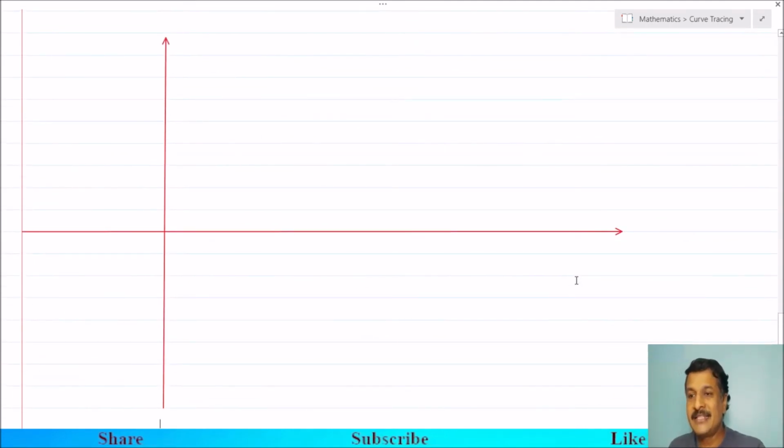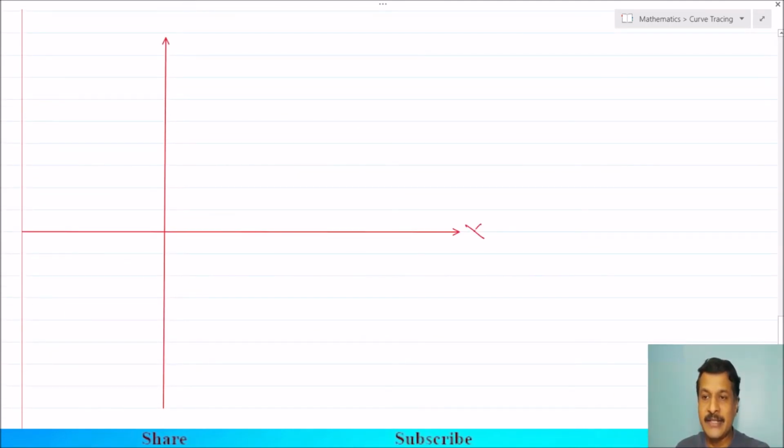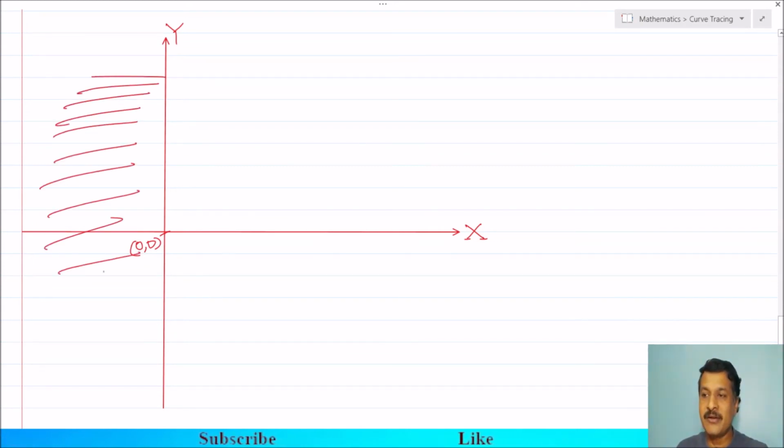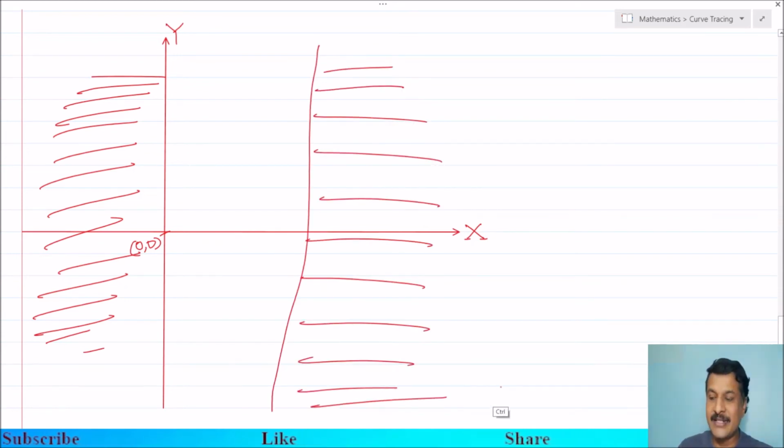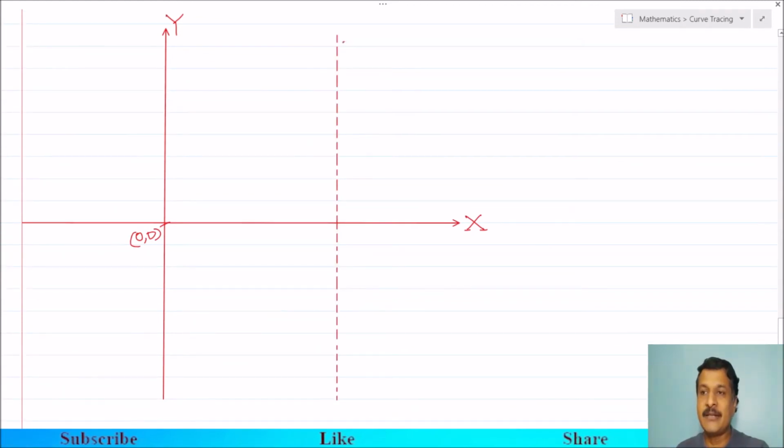So by this figure, here this is x axis, this is y axis, here origin, and the curve does not exist for x less than 0, means here the curve does not exist, and also the curve does not exist beyond x equal to a. Suppose this is x equal to a, so here the curve does not exist. So the curve exists in between these two, x equal to 0 and x equal to a. So this point is a comma 0.